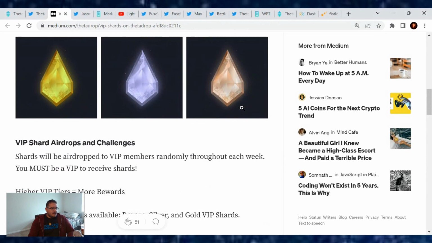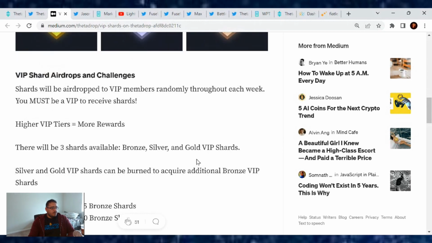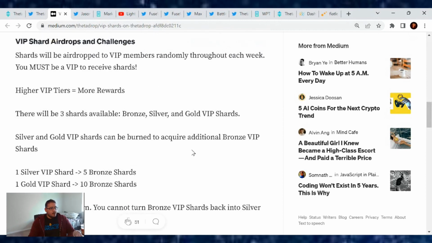Now, the VIP shard airdrops and challenges. Shards will be airdropped to VIP members randomly throughout each week. You must be a VIP to receive the shards. Higher VIP tiers equal more rewards, and there will be three shards available: bronze, silver, and gold VIP shards. Silver and gold VIP shards can be burned to acquire additional bronze VIP shards.